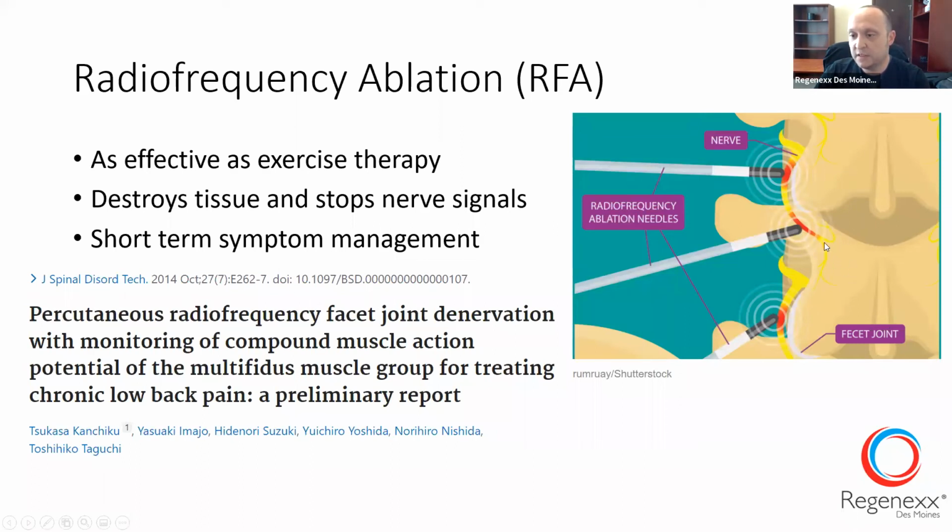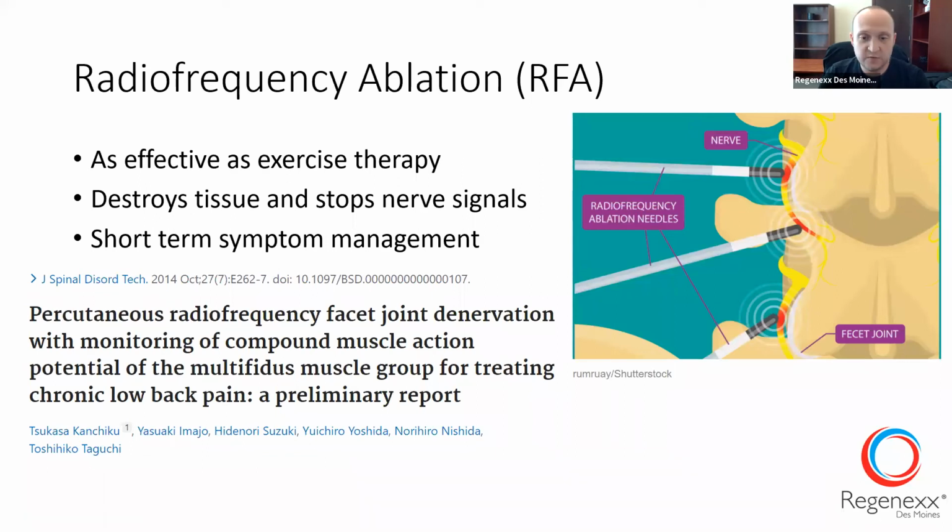Well, these nerves that first go to the joint, secondarily go to the muscle. And so if we have this procedure where we take a needle and we literally burn or kill the nerve, yes, we can decrease the pain signals that are coming from that facet, but we're also turning off the muscles that give us our stability.